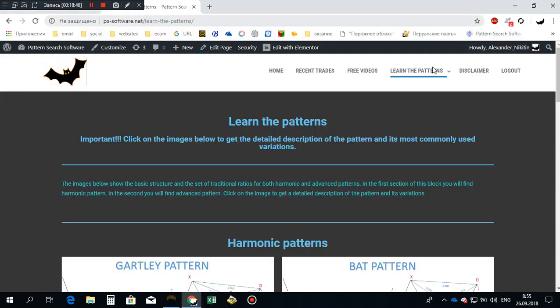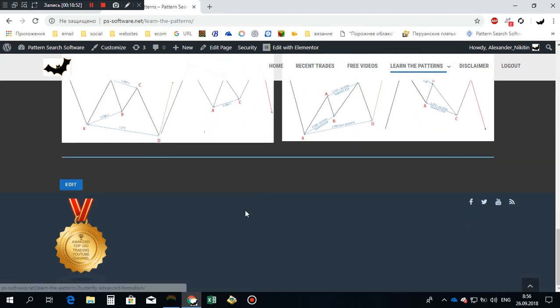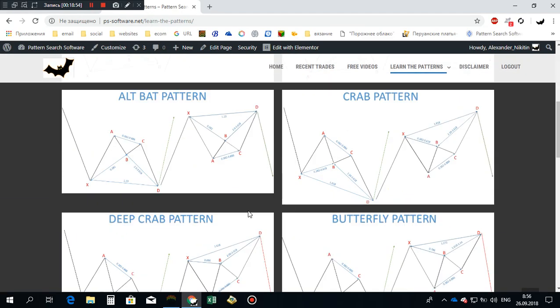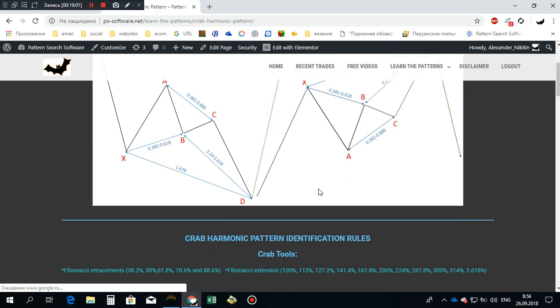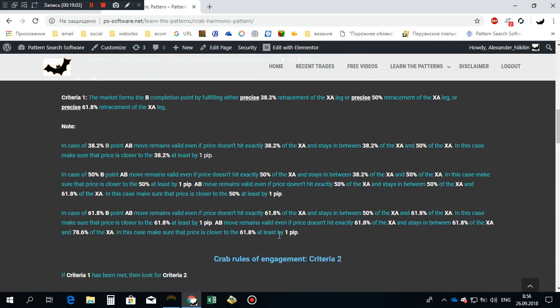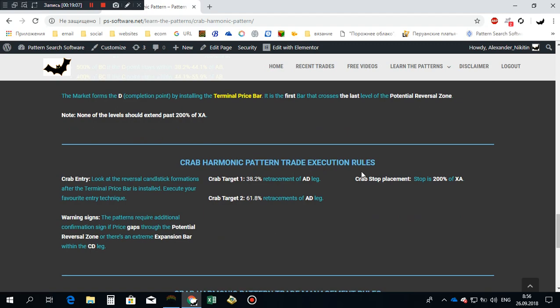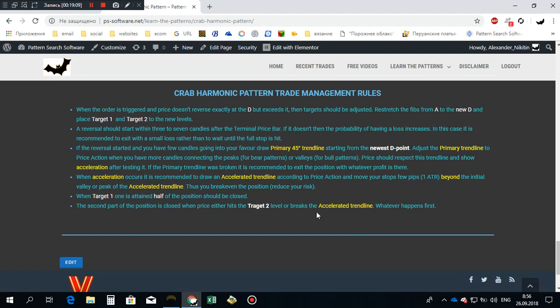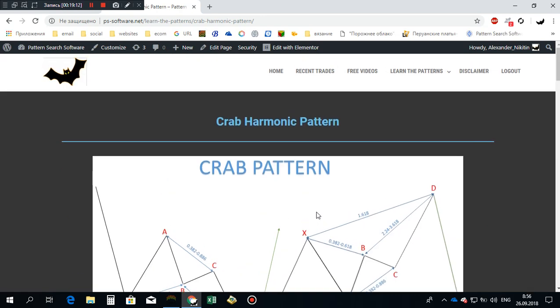Click this Learn the Patterns tab, here it is, and you will get absolutely free trading courses. So let me click one of them. For example, this scrap pattern trading course. So you have the diagram, you have criteria 1, criteria 2, criteria 3 for identification, you have trade execution rules and trade management rules, which is very important to have all three: identification, trade execution and trade management.